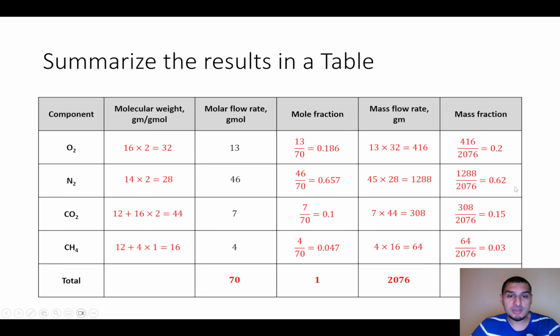The good thing about the table format is that it summarizes everything, and it reduces the possibility of making mistakes in the calculation. So when you have each component in a separate row, you're doing the calculations using the information in the same row. So I'm using 13 over 70, I'm using 32 times 13, so the possibility of using this cell instead of this is less than doing this in a normal way.